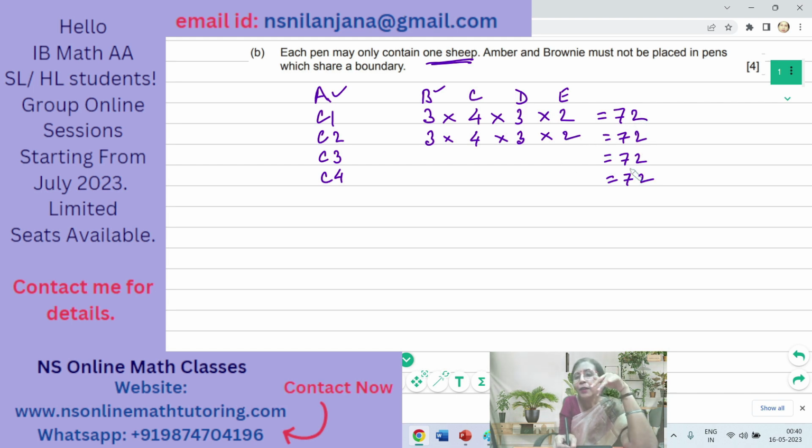Okay, so we are having 4 rows, each is having total number of arrangements as 72. And Amber will be placed in either corner 1 pen or in corner 2 pen or in corner 3 pen or in corner 4 pen. Since these are connected by OR, so these will get added. 72 plus 72 plus 72 plus 72, that means 4 times 72. Okay, so total equal to 288.